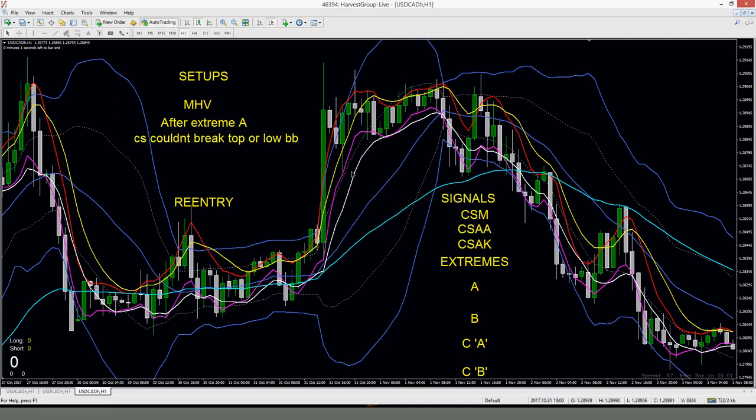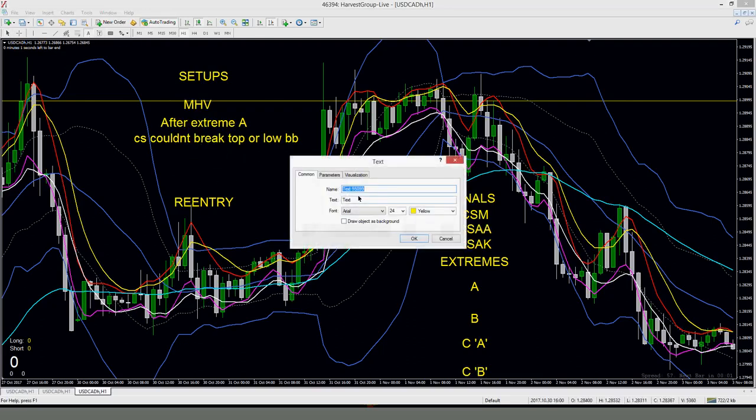So this is extreme A. You have TP Wajib and the candle went up, but it couldn't manage to break top BB. So this is the first candle that couldn't manage to break top BB, and then the next reverse candle should be this one. So we need to mark the highest candle body of this MHB. Next one is the reverse CS.